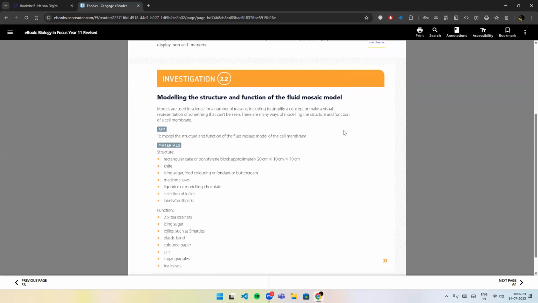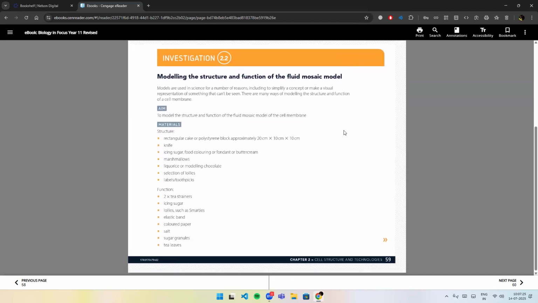Investigation 2.2, Modeling the structure and function of the fluid mosaic model. Models are used in science for a number of reasons, including to simplify a concept and make a visual representation of something that can't be seen. There are many ways of modeling the structure and function of a cell membrane. Aim: to model the structure and function of the fluid mosaic model of the cell membrane.